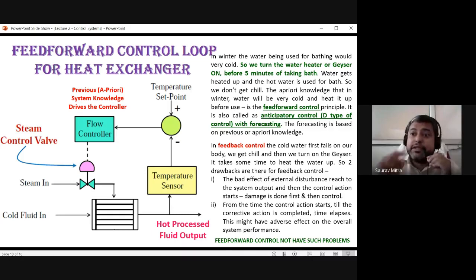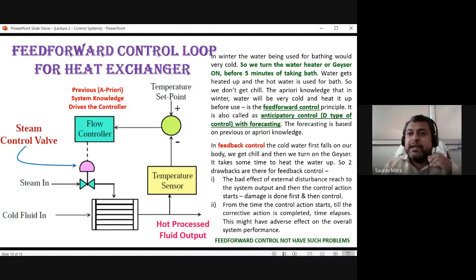What is feed forward control? Feed forward control does not allow the cold water to fall on your body and get the chill, because somebody might catch cold. Feed forward control is driven by a priori knowledge which is occurring every time. Why do you carry an umbrella in the month of June, even if it's not raining? Because it's the month of June, I know there might be rain, so I'm carrying an umbrella. So there is a priori knowledge, or some kind of forecasting.